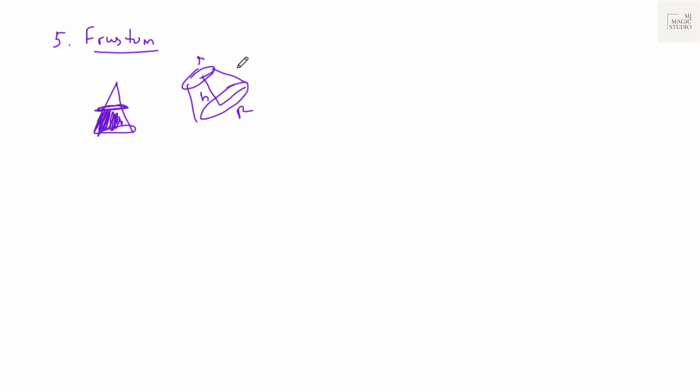Last but not the least, we will take up here a bucket or frustum, which is actually part of a cone. You have a cone. If you cut it somewhere, you will get this lower part, which is known as frustum. So we have small r, we have capital R, height h, and slant height is L. First, slant height is given by root over h square plus the difference between the two radii squared.